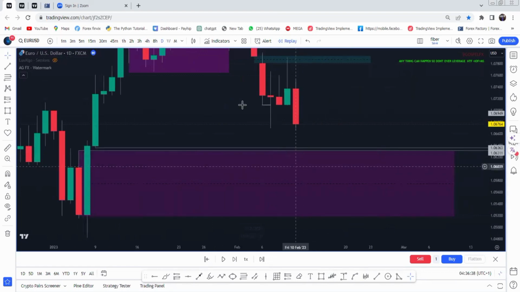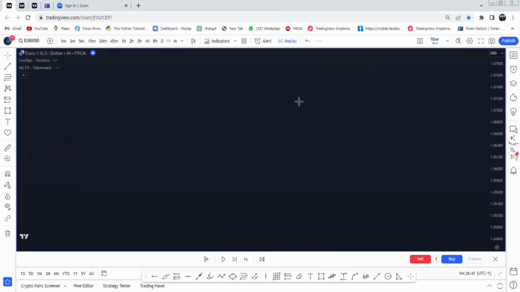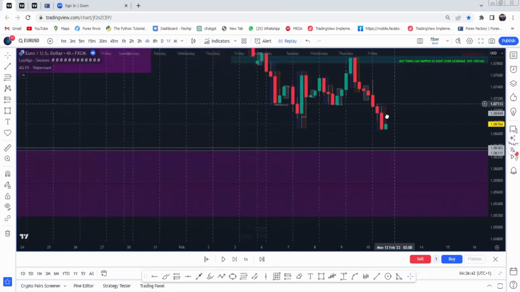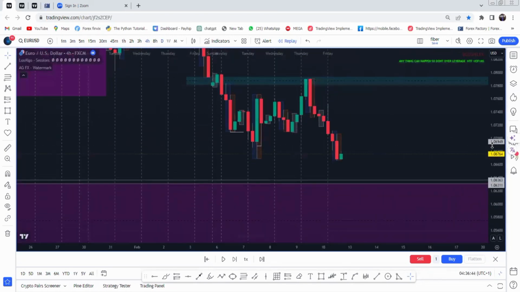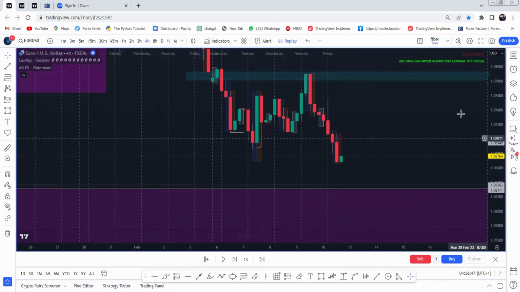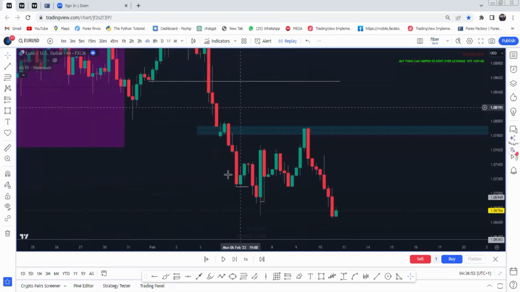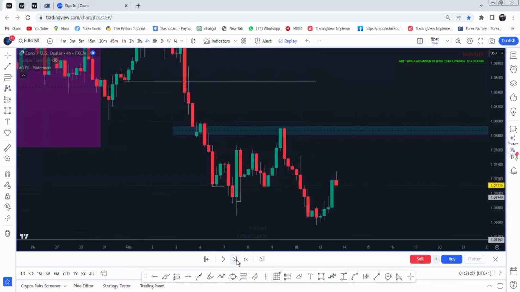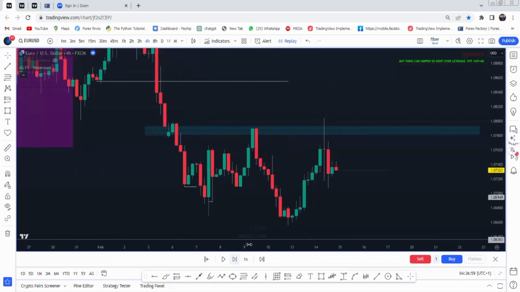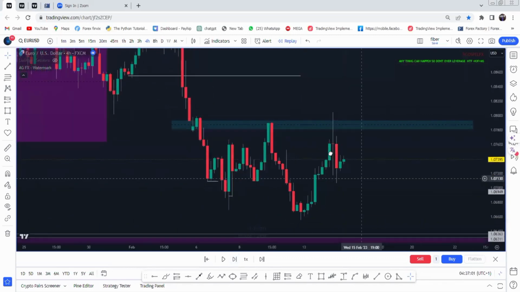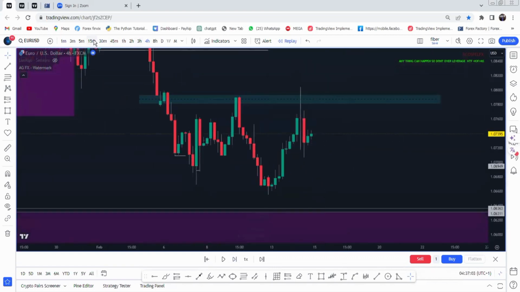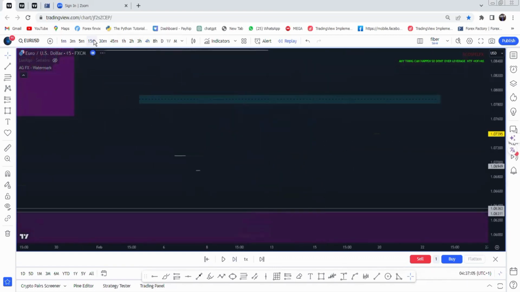All right. So let's see 4-hour time frame. Okay, same thing. That's our drawn liquidity at the moment. Let me see for our, okay. Oh, this 4-hour time frame. Let's go back to 15 minutes.